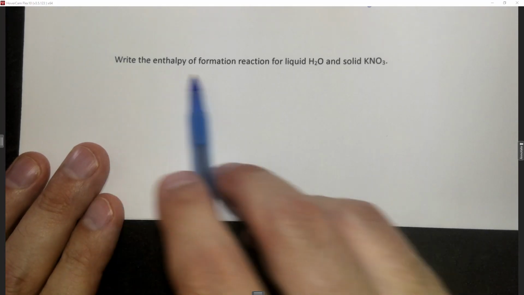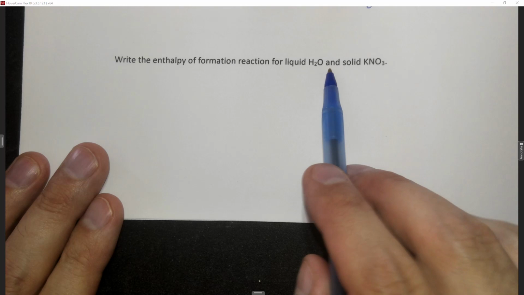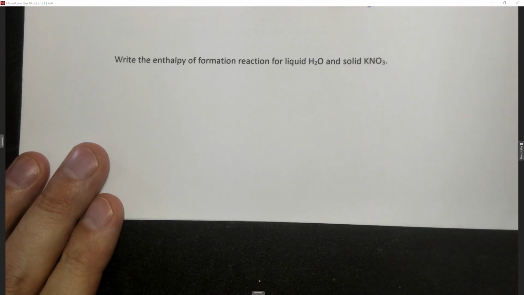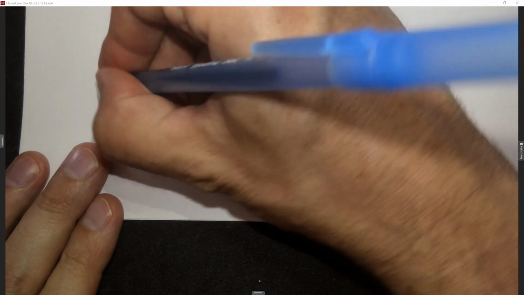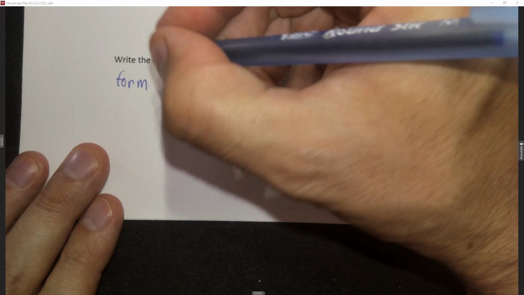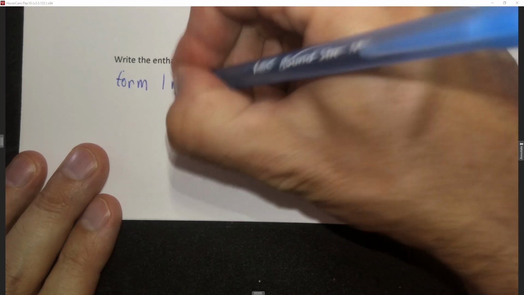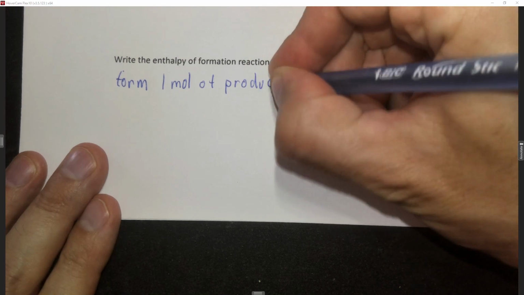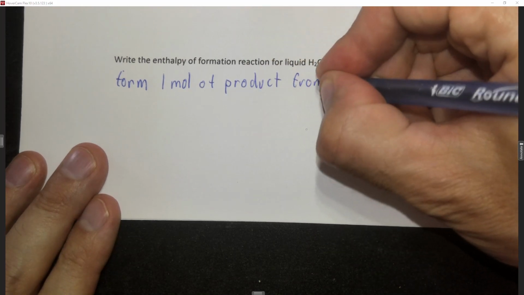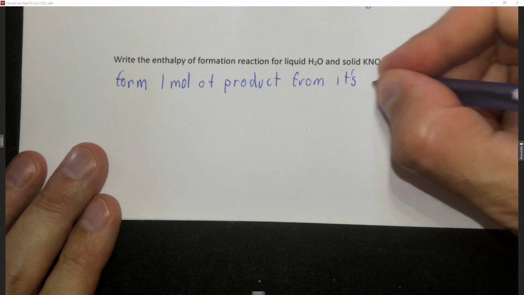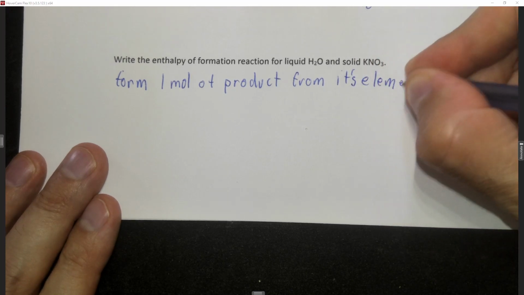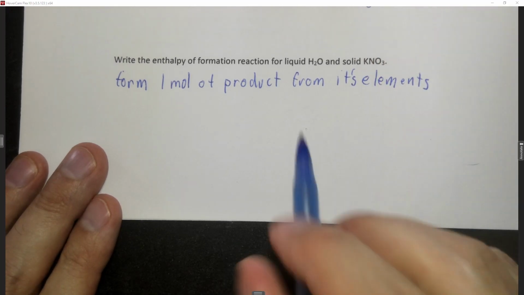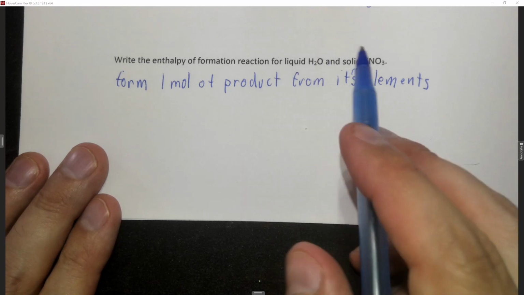This question says, write the enthalpy of formation reaction for liquid water and solid KNO3. So an enthalpy of formation reaction is accomplishing two things. We need to form 1 mole of product from its elements. And remember that the enthalpy of formation of elements is defined as 0.